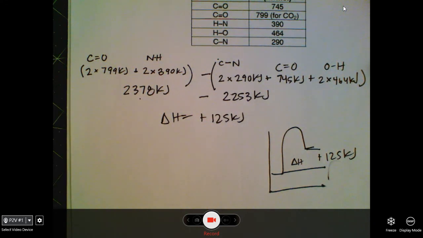Okay, so hopefully this makes a little sense. The biggest thing is that you need to remember reactants minus products for bonds, because that's not on your equation sheet. Okay, now it's time to practice.